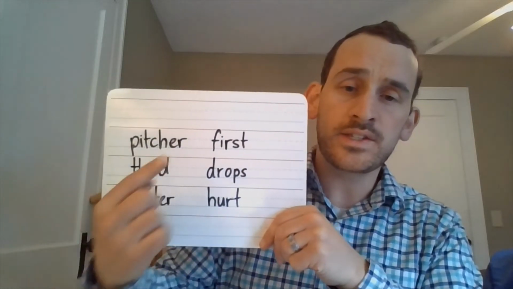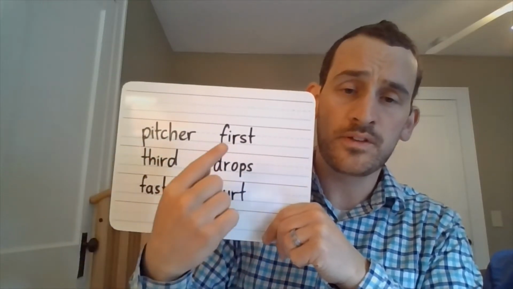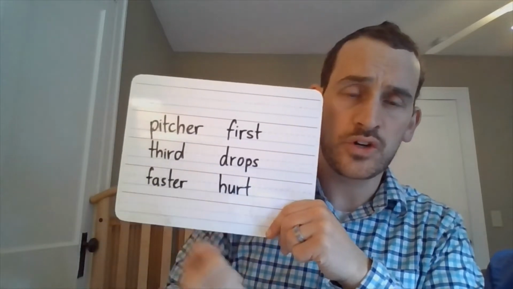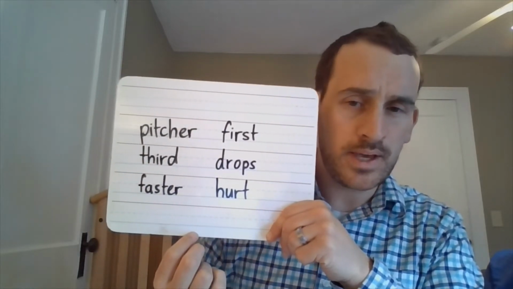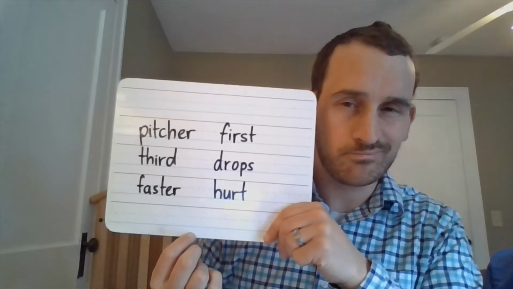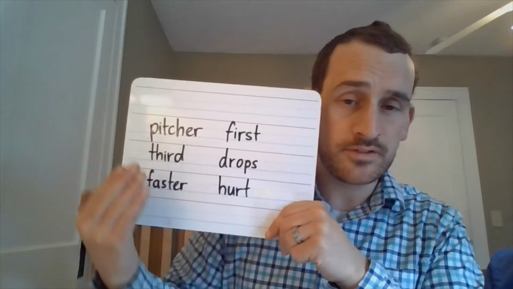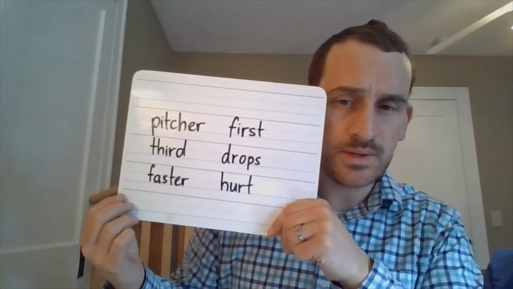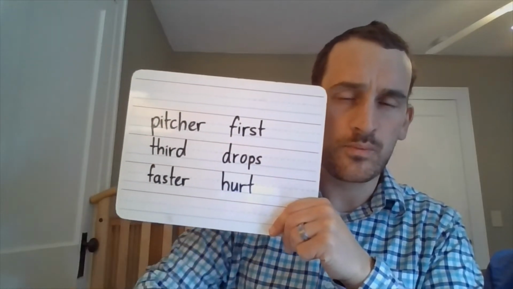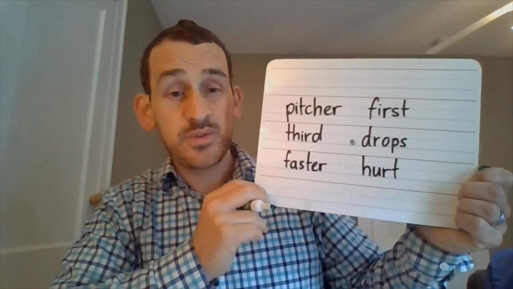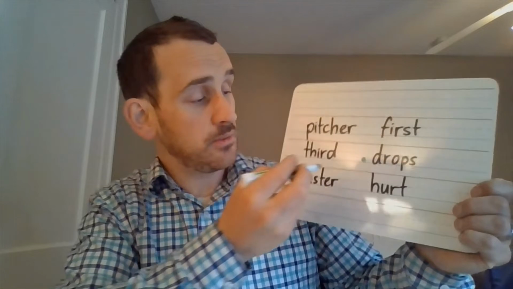Let's take a look at these different words here. We've got pitcher, first, third, drops, faster, and hurt. Can you pick which word doesn't belong? There's something about these words. Now we're working on a different skill in thinking. There's something about one of these words that doesn't quite work. If you said it was the word drops, you'd be correct.